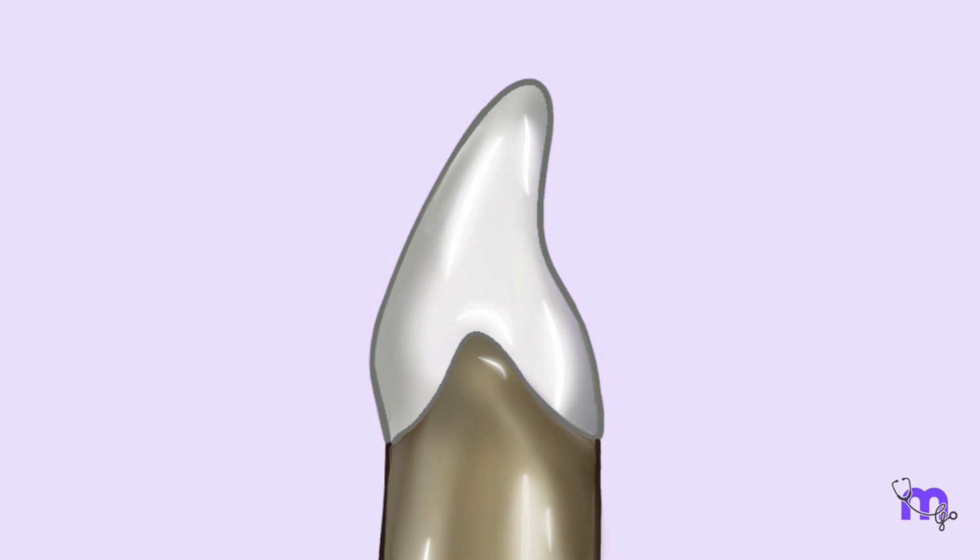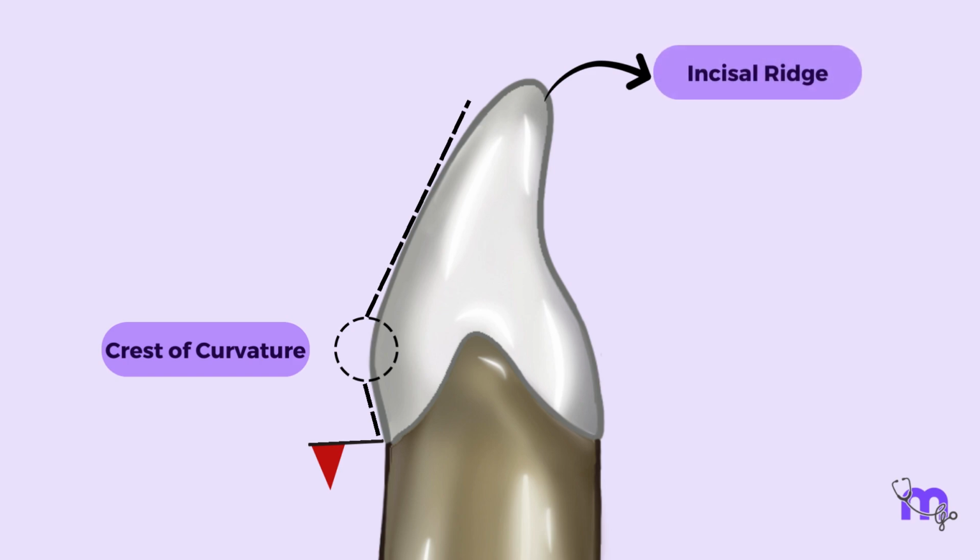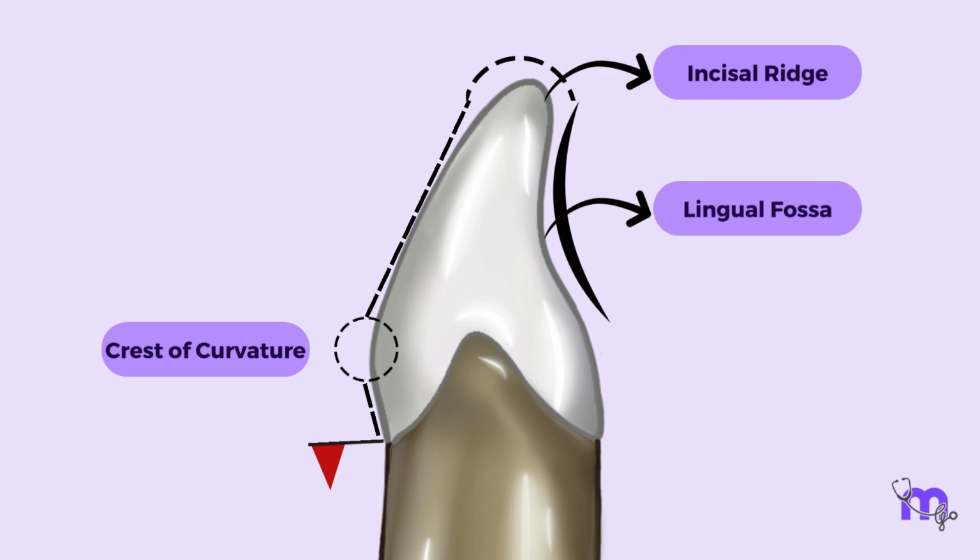Now trace the outline, starting from the labial most end of the cervical line. It follows a convexity in the middle of the cervical third, representing the labial crest of curvature, and then slopes straight up to the incisal ridge. From the rounded outline of the incisal ridge, it continues as a concave line, representing the lingual fossa at the middle third. Then it follows a convexity in the middle of the cervical third, representing the cingulum.